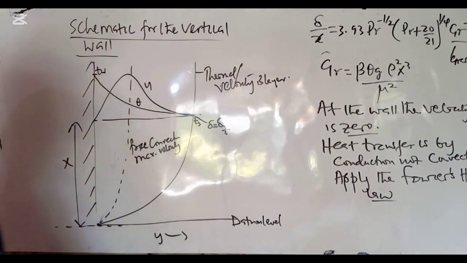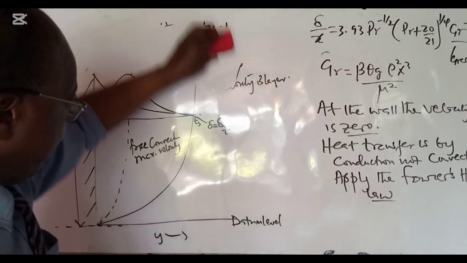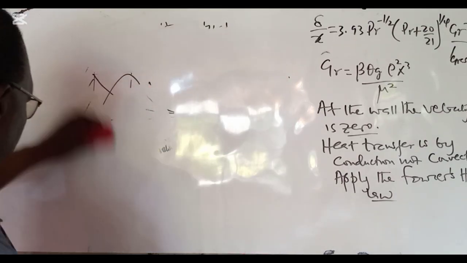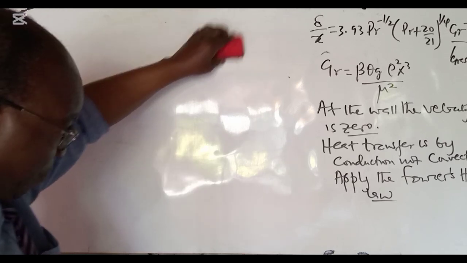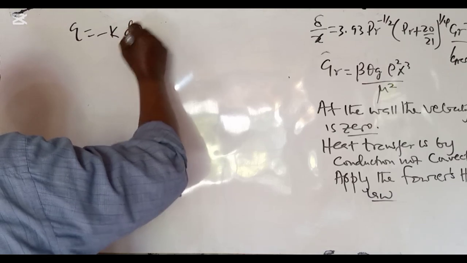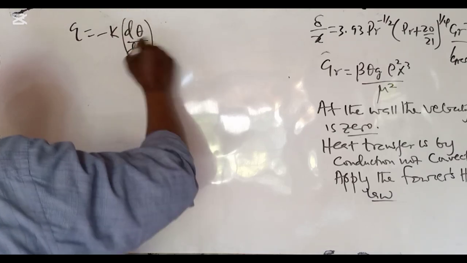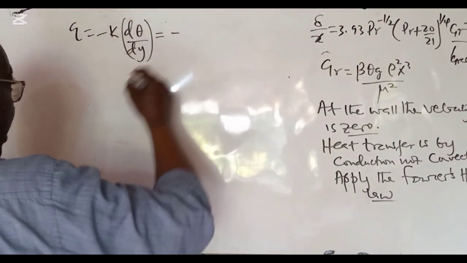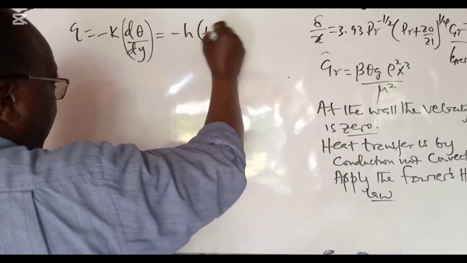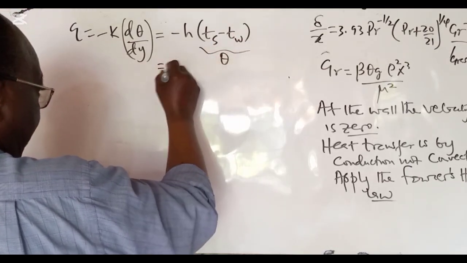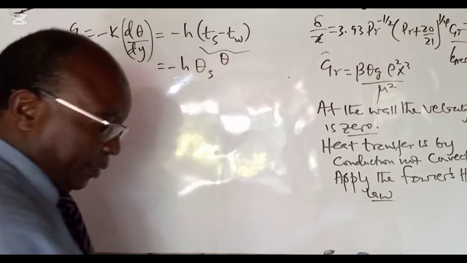And we know that from Fourier's heat law, this diagram, you are now familiar with it, so we don't need to have it there. We know that Fourier's law was Q is equal to minus k d theta dy, and in terms of equation to the convective transfer, h into Ts minus Tw. So if we call this theta, then that will be minus h theta s.